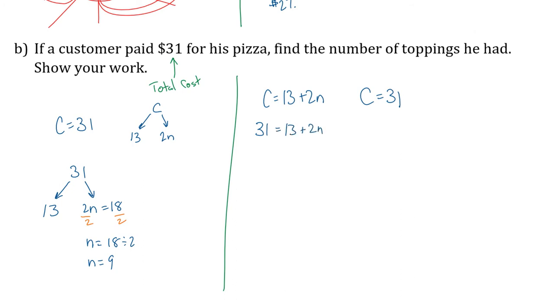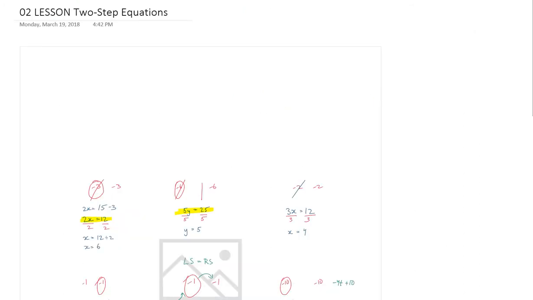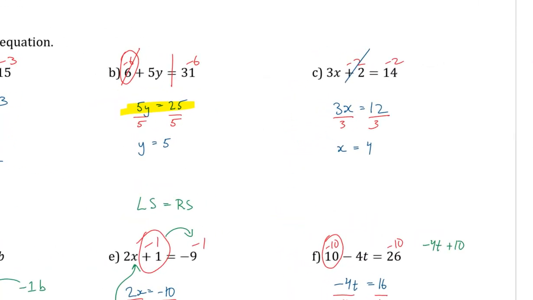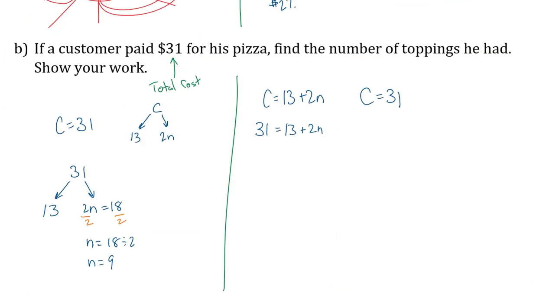and I solve for n, and notice that this is a lot like the equations that we did in particular in the two-step lesson. Look at how similar this is to these kinds of equations. Okay, so again, that was why we were doing those equations at the time. Okay, so what do we do? We subtract 13 from both sides to move it over. 31 minus 13, if you remember, we already did that. It's 18. Then we divide by 2. And 18 divided by 2 is 9. So n equals 9, therefore 9 toppings.